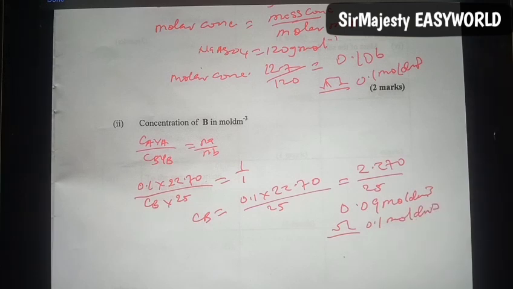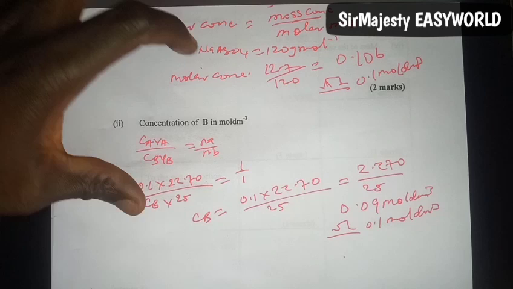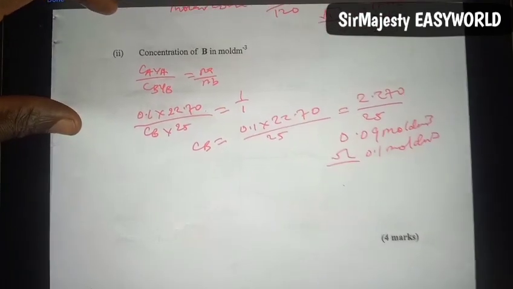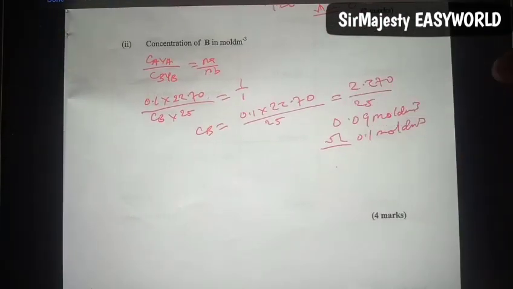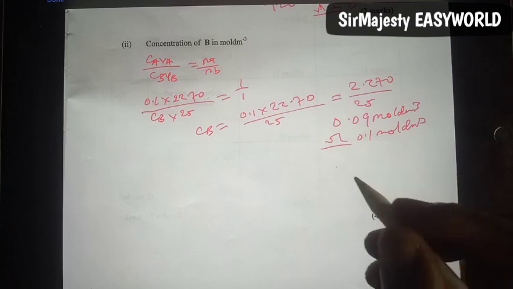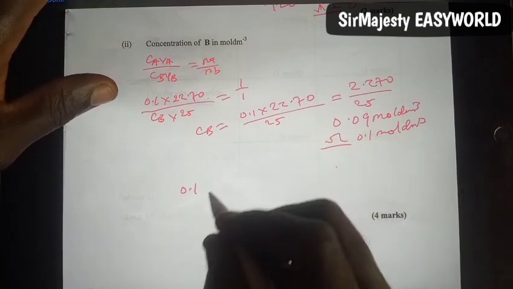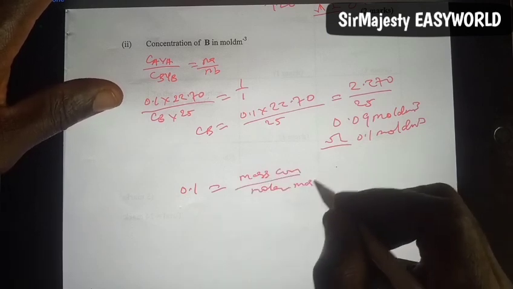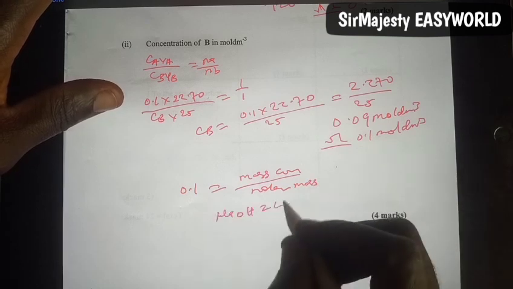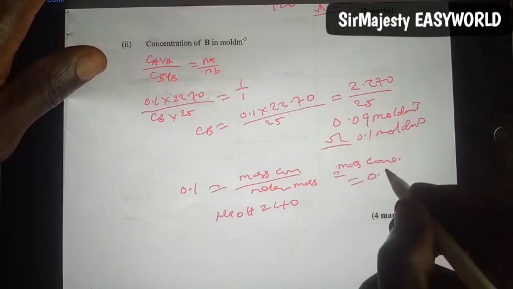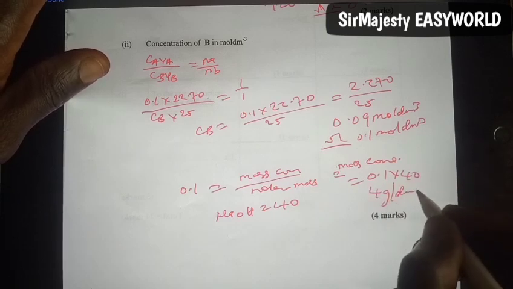So that's it. Then other questions they ask, I might try to remember, because I didn't copy them out here. If they tell you the mass concentration of B, it is very simple. If they tell you to find the concentration of B in gram per dm cube, you just use 0.1, which is concentration in mole per dm cube, equal to mass conc over molar mass, and the molar mass of sodium hydroxide is 40. So mass conc is equal to 0.1 times 40, which will give you 4 gram per dm cube.